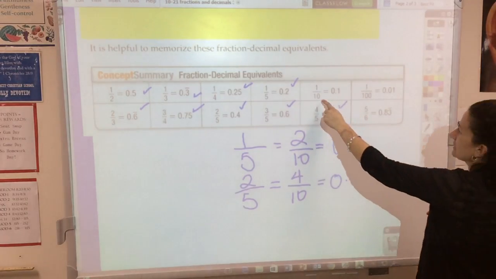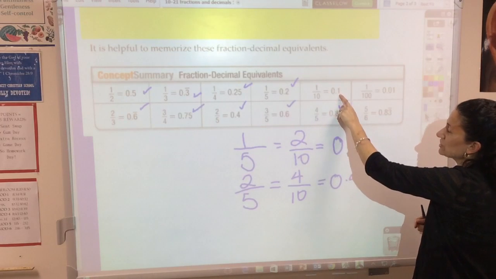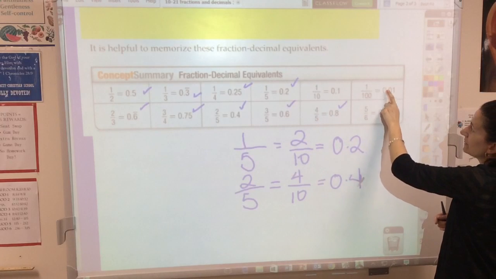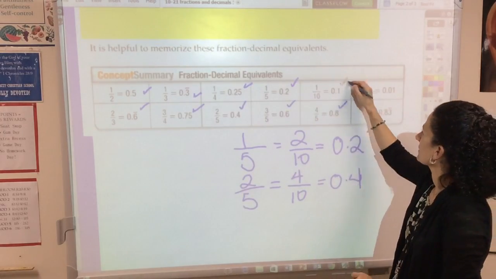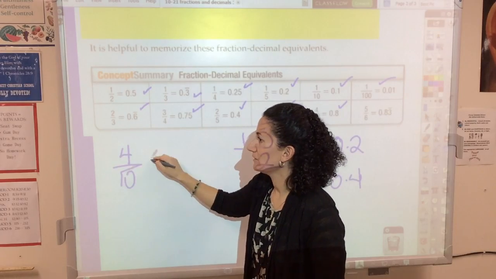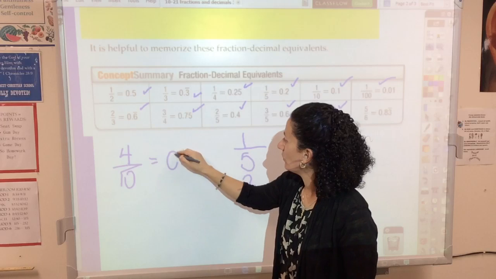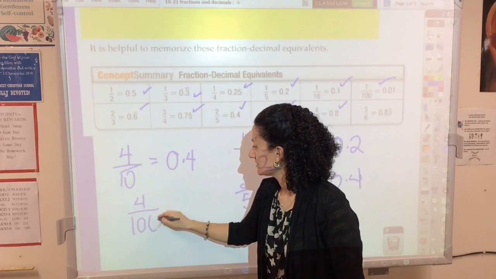And then, obviously, if there's 10 on the bottom, then all you have to do is write the numerator in the tenths place. If 100 is on the bottom, write the numerator in the hundredths place. Okay? So, let's say you have something like 4 tenths. What would that look like as a decimal? 0.4.